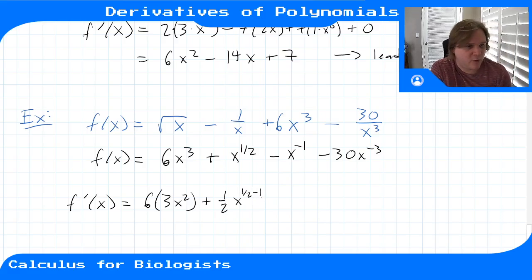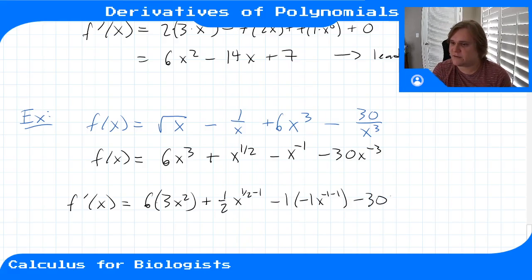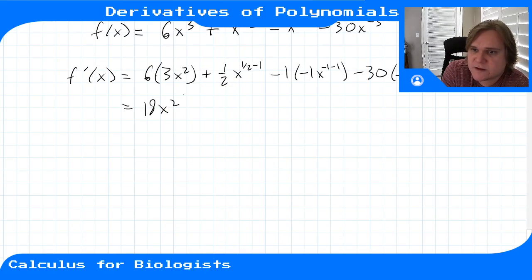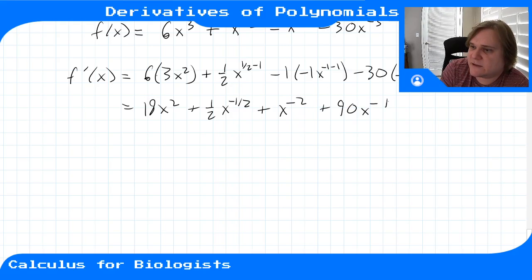Right, powers go down by 1. Here we leave the minus 1 alone, so minus 1 times the power rule here says minus 1 x to the minus 2. Same thing here. Leave minus 30 alone, bring down the power of x, and then lower the power by 1. So what does this give us? Okay, 18x squared. This gives us 1 half x to the minus 1 half. This gives us plus x to the minus 2. And this gives us plus 90 x to the minus 4.